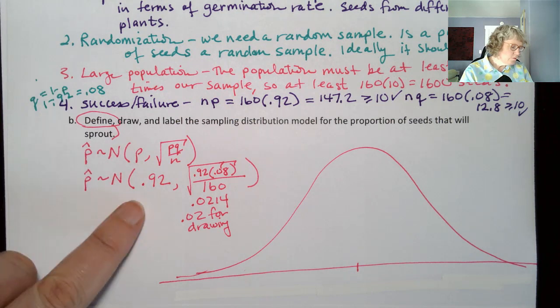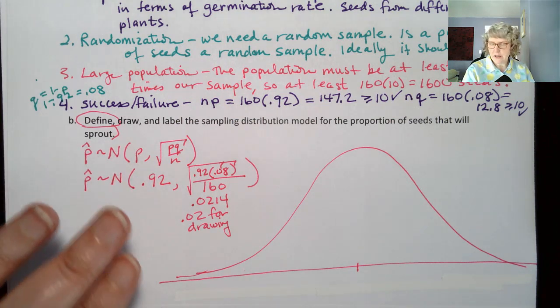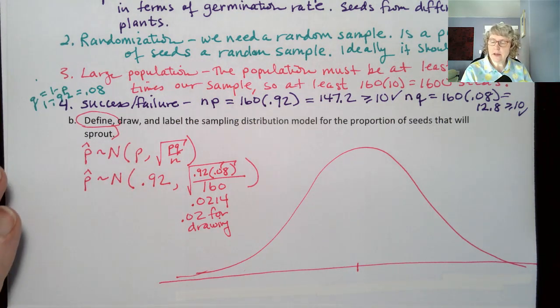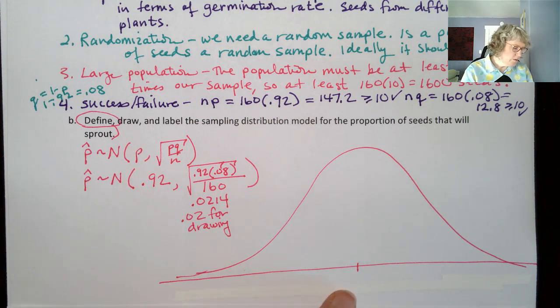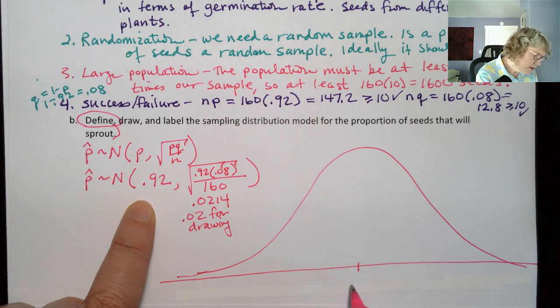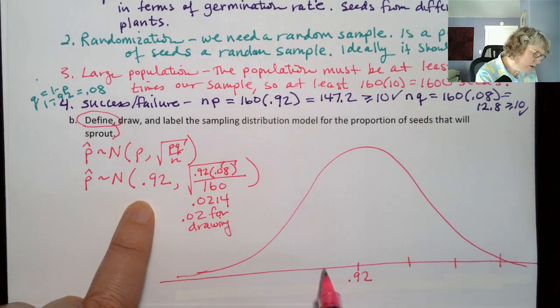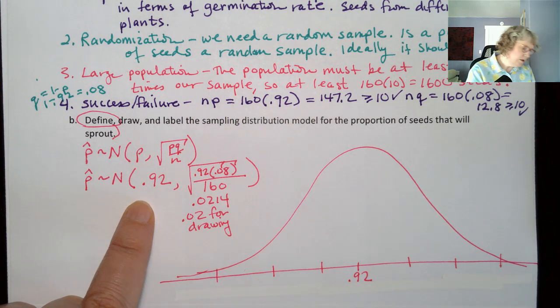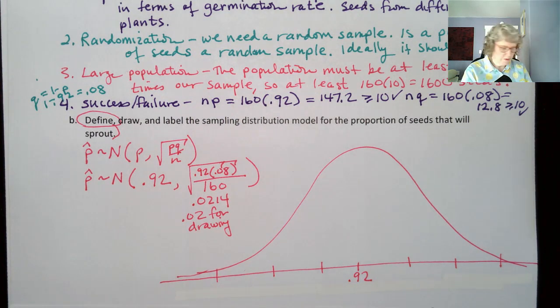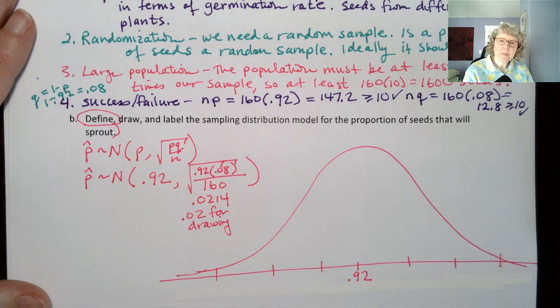Okay, now that we've got our mean and standard deviation, it's just like we were doing last time with a normal model, right? We always put our mean in the middle, so that's 0.92. And we divide each side into thirds. 1, 2, 3, with about where it comes down. 1, 2, 3. And your drawing won't be perfect. You can see mine's not perfect.